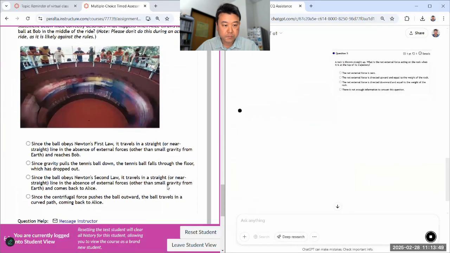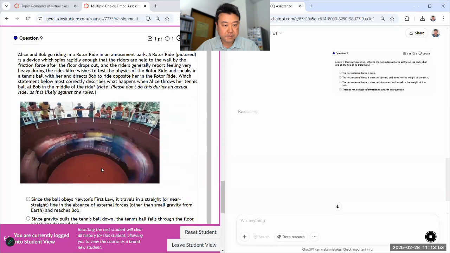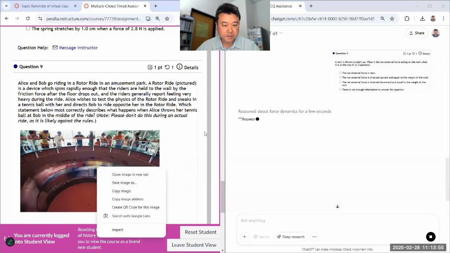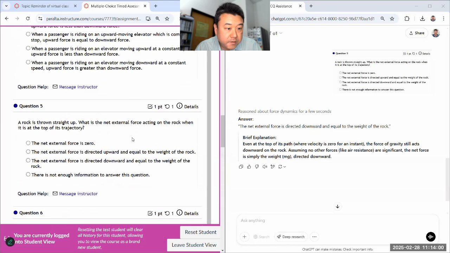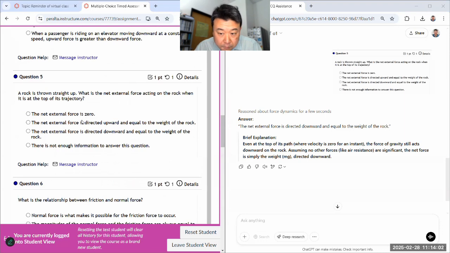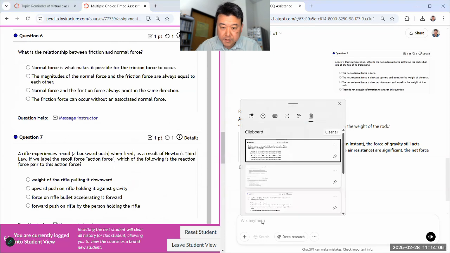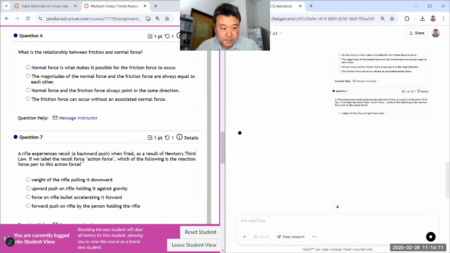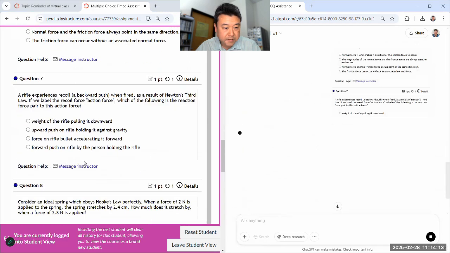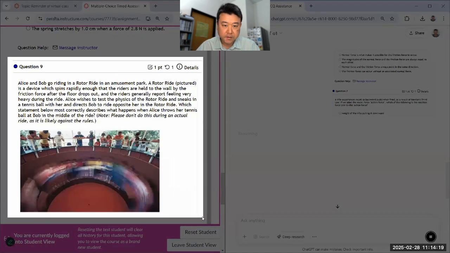And then, oh yeah, 9 is, let me, yeah, it's fine. Okay, question 5, net external force is downward and equal to 8. So I think 6 and 7 were in the next buffer together. Yeah, so it's going to be answering 6 and 7. Let me, so I think 9 is going to have to be just split into 2 buffers.